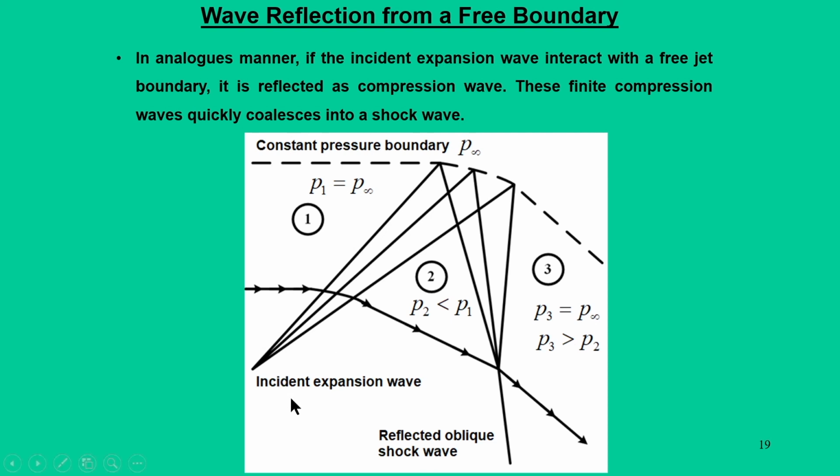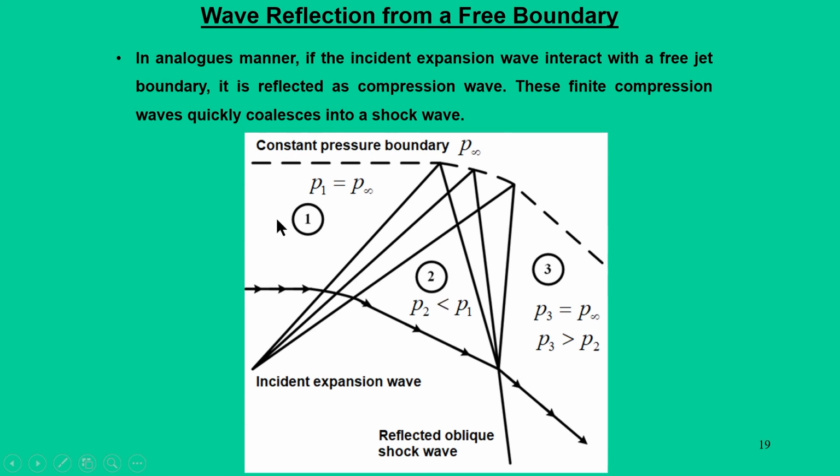Another situation arises when there is an incident expansion fan. When an expansion fan hits the free boundary, the flow is likely to get turned. So, instead of the free boundary getting deflected upward, it will be deflected downward. When it gets deflected downward, again a reflected expansion fan is going to form, and finally this expansion fan is going to merge at a particular point, and after this merging point it comes back as a reflected oblique shock wave.